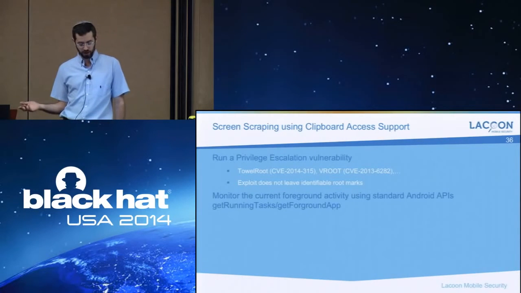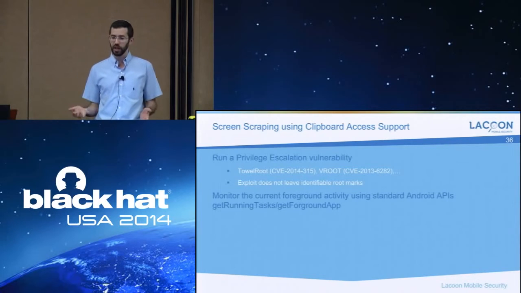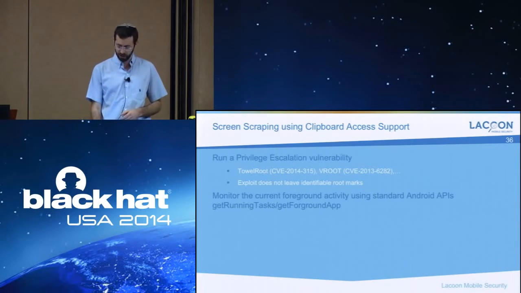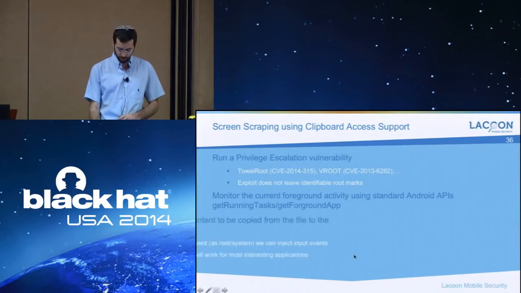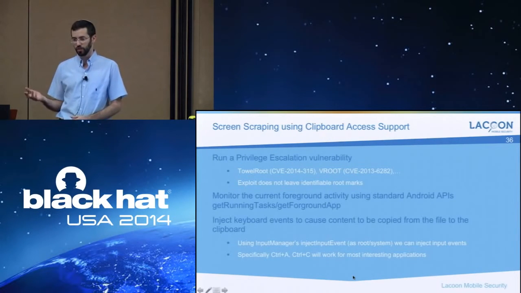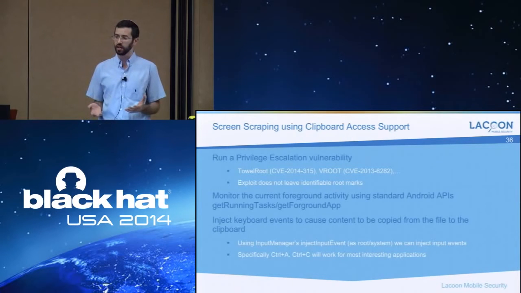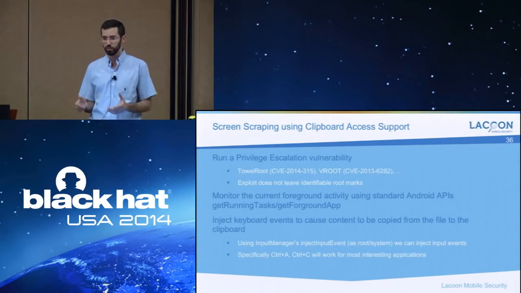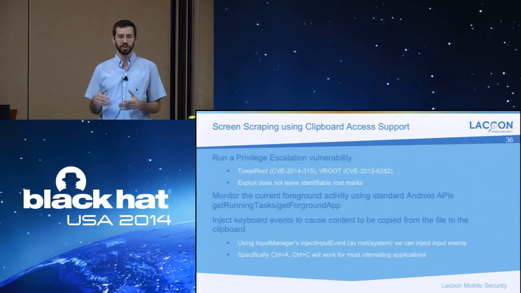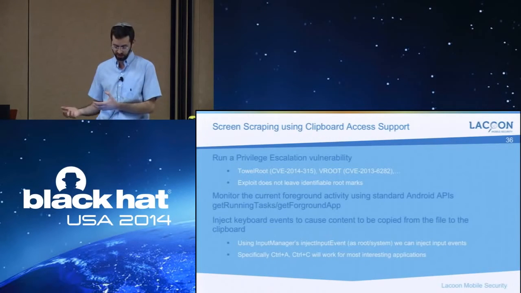Monitoring the foreground activity using standard Android APIs, such as getRunningTask and or getForegroundTask, as well as to see what the current app is. And then you can also maybe take a screenshot, time it properly, and then just inject keyboard events into the Android system. There's a tool on Android called input, which allows you to inject events, but it's very simple. It doesn't let you do any actual serious events that we would need.